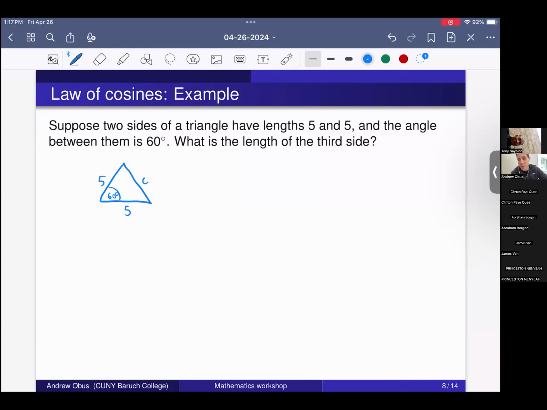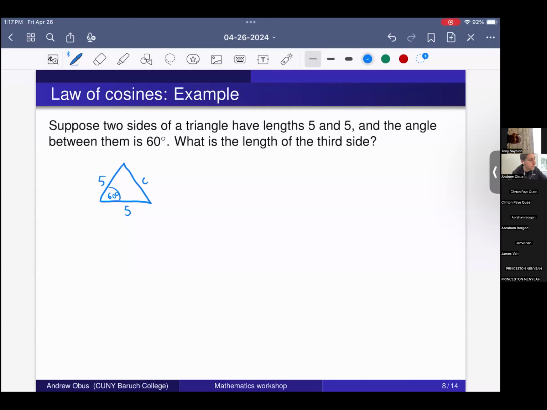Now, you can do this without the law of cosines. Does anybody see a quick, easy way to do this without the law of cosines? If we know that you have two equal sides and a 60-degree angle between them, what kind of triangle does this have to be? Yes, this will be an equilateral triangle. Exactly. Do you know why? Why does it have to be equilateral?